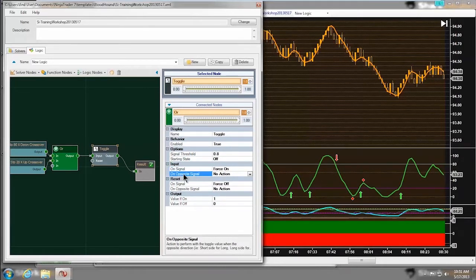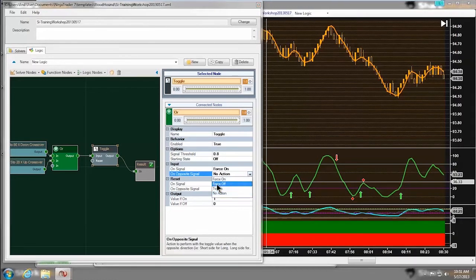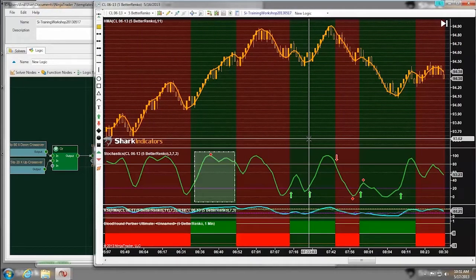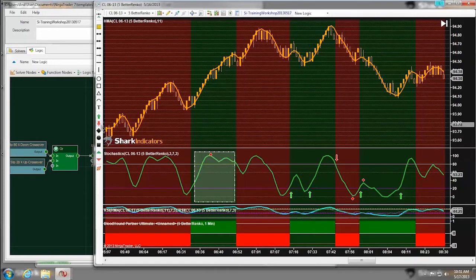So now when an opposite signal comes in, since we were analyzing the long signals coming in, right? The opposite of a long would be the short, right? So when a short signal comes in, we want to force it off. And voila, there we go. So there's the behavior that we want, right? So we got this cross down there, and there's our cross down. Here's another cross down. Yep.